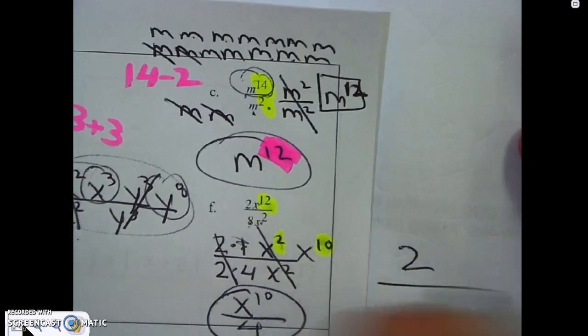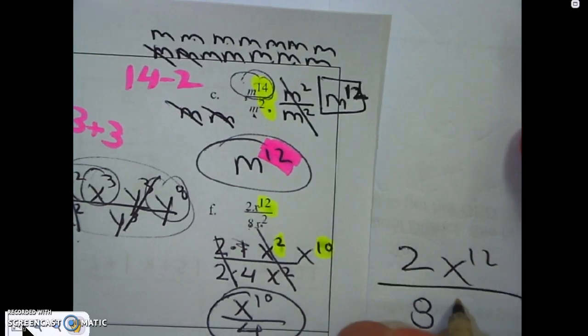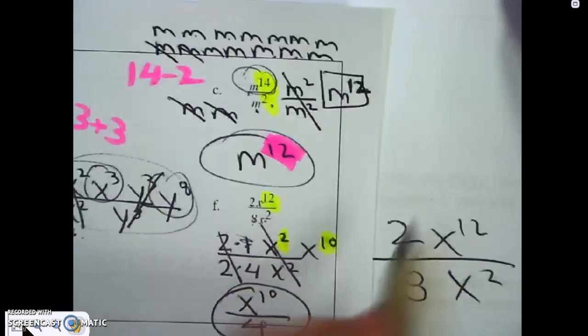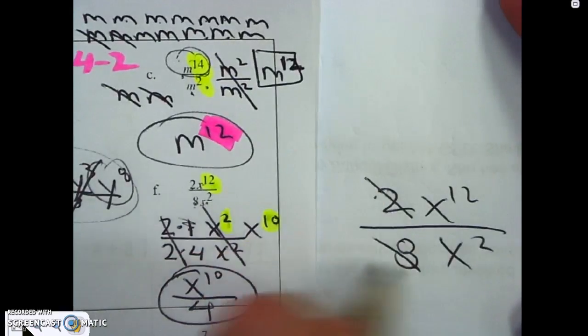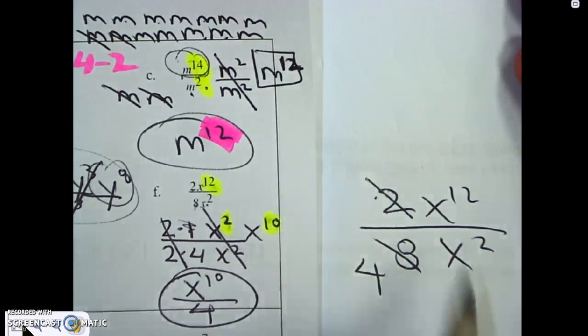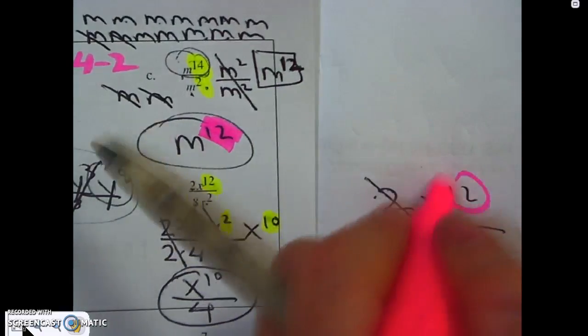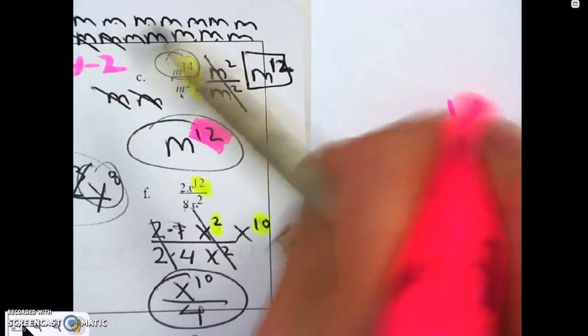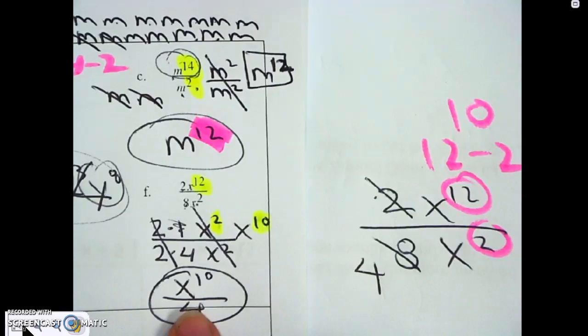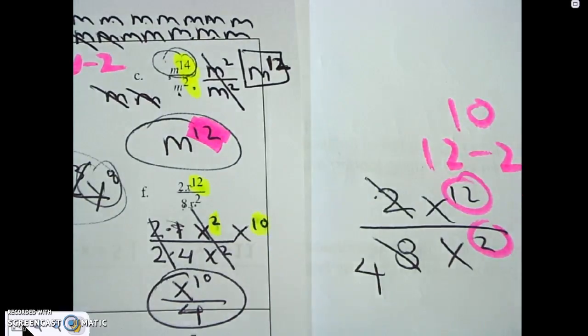Another way you could have done this problem is like this. 2 goes into 8 4 times. And then 12 minus 2 is 10. And that's where I got the 10. I don't care. Get the right answer.